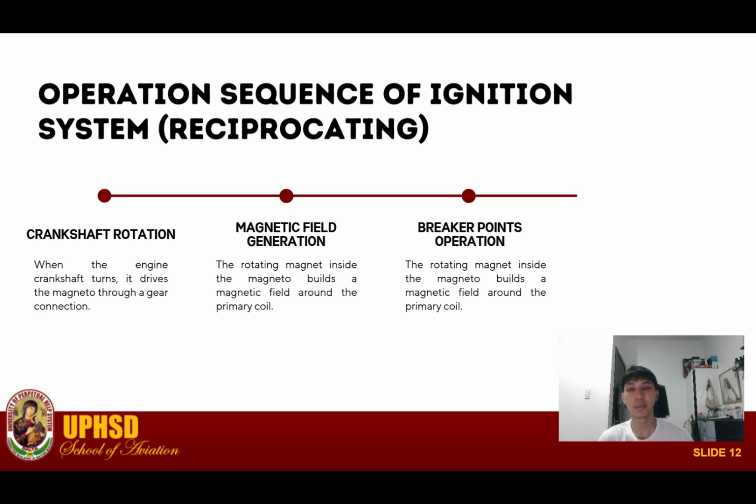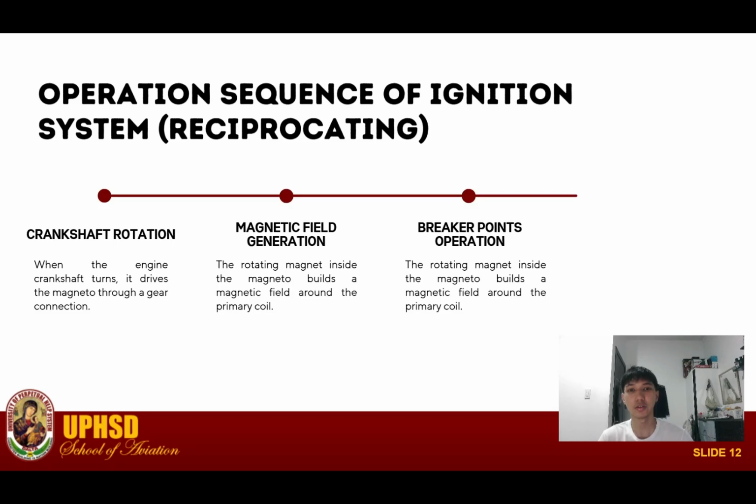The next would be the magnetic field generation. Inside the magneto, there is a rotating magnet. As it spins, it creates a magnetic field around the primary coil. This changing magnetic field is essential because it forms the basis for generating a high voltage electricity later in the process.